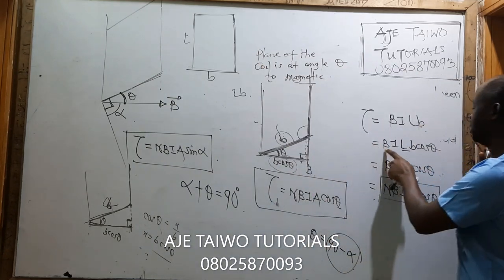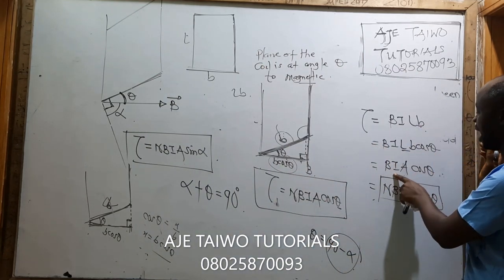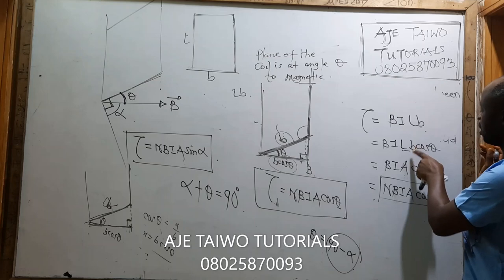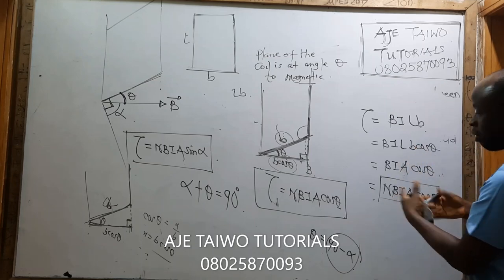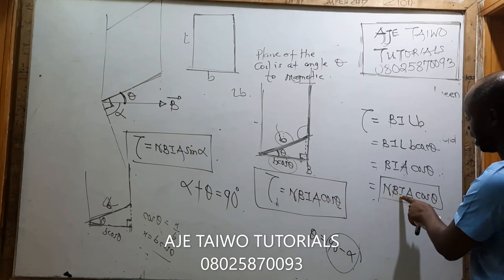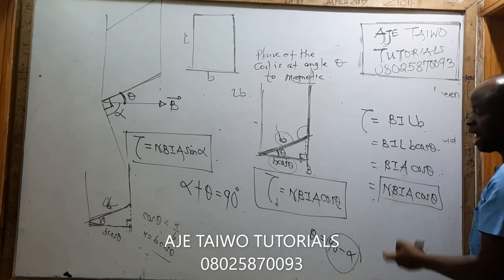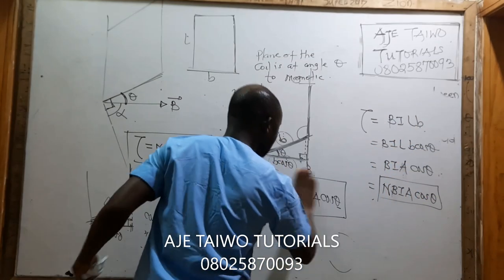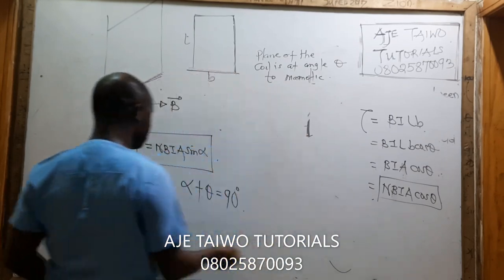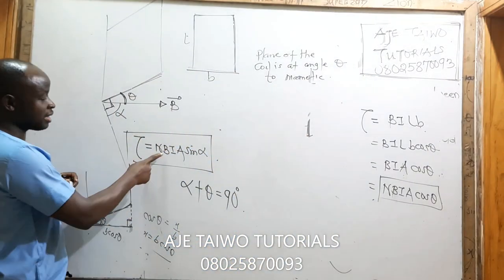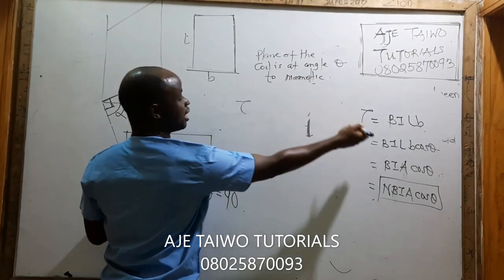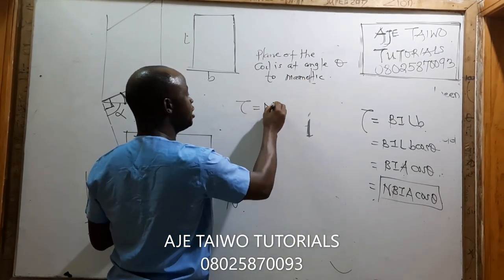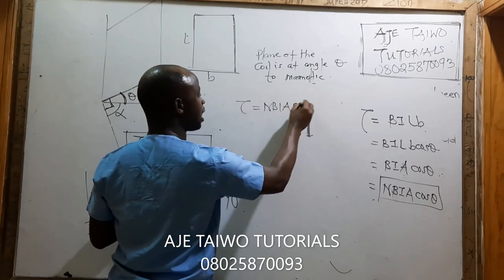Would I get what? B I L B cos theta. That's B I L times B is A, area. Length times B is area, then cos theta. So we now have, for one turn, N B I A cos theta. And I said that, to prove that torque is NBIA sine alpha, what do you say? From this place here, torque is NBIA cos theta.